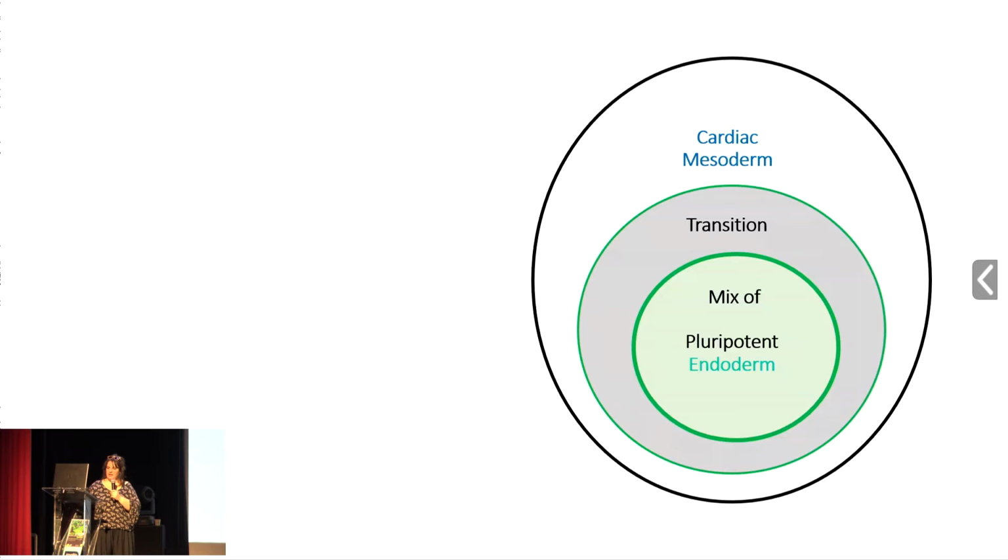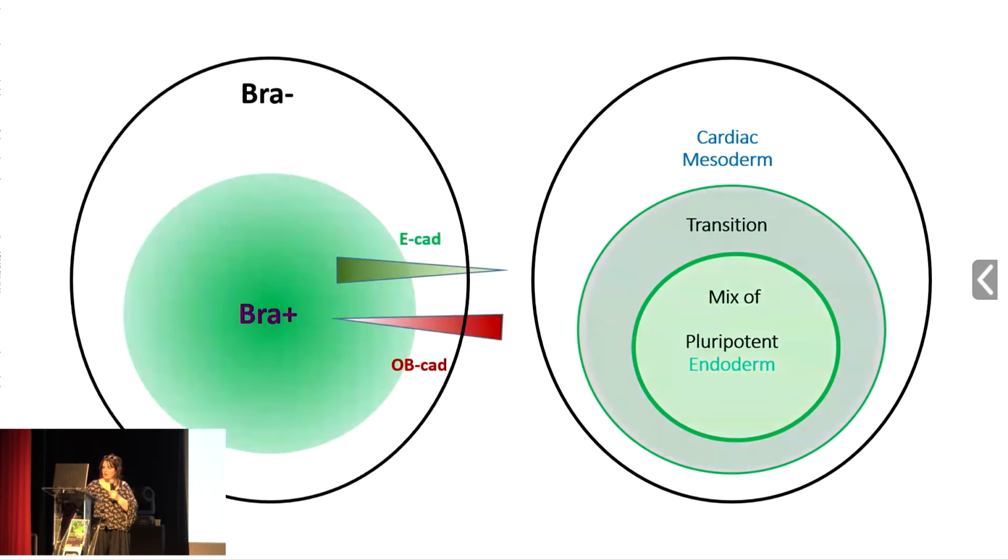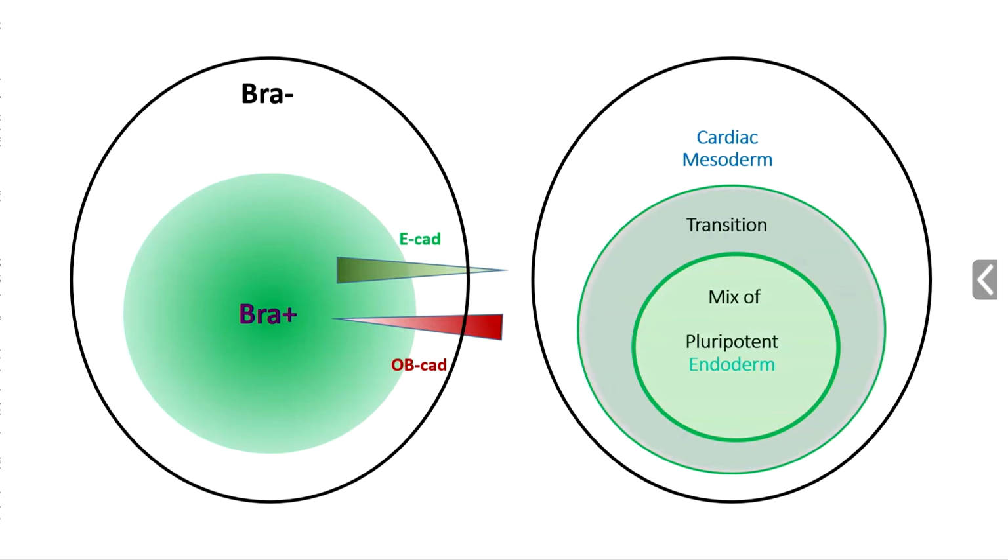So to recapitulate, we have this system which is a bit like Russian dolls, with a mix of pluripotent and endoderm cells, transitioning cells, here I did the radial stuff but it's more mixed actually, and cardiac mesoderm. So this is the differentiation level. But if you want to look at it in a simpler way, you could just say that this is a ball at the coarse grain scale of brachyury positive cells, and this is triggering antagonist gradients of E-cadherin and osteoblast cadherin.